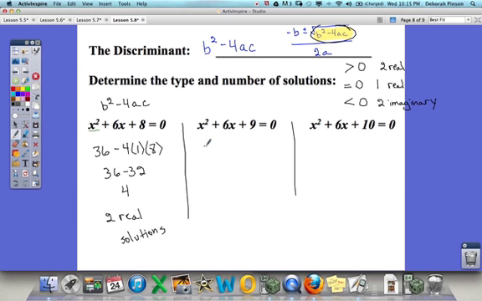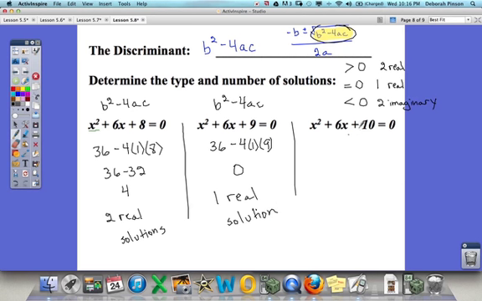Okay, same thing here. I pretty much screwed that up. Let me start that over again. It'd be a good idea if I actually used the discriminant, b squared minus 4ac. So b squared is 6 squared is 36 minus 4ac. So 36 minus 36 is 0. My discriminant's 0. I have 1 real solution.